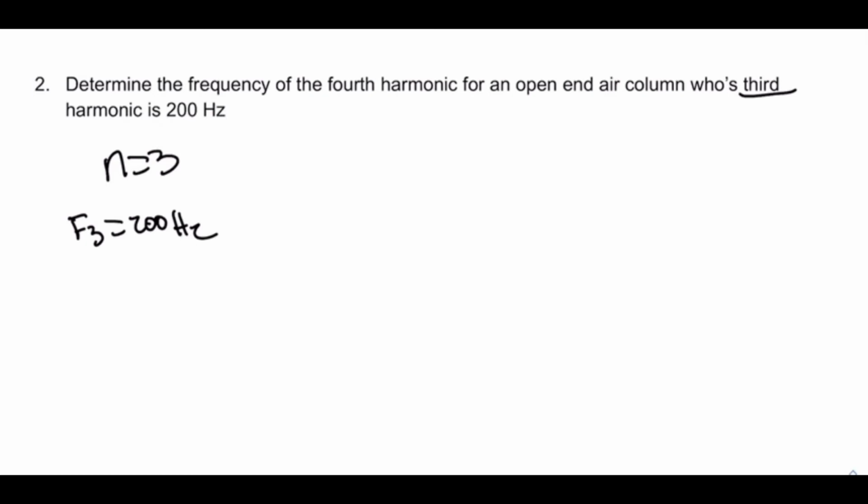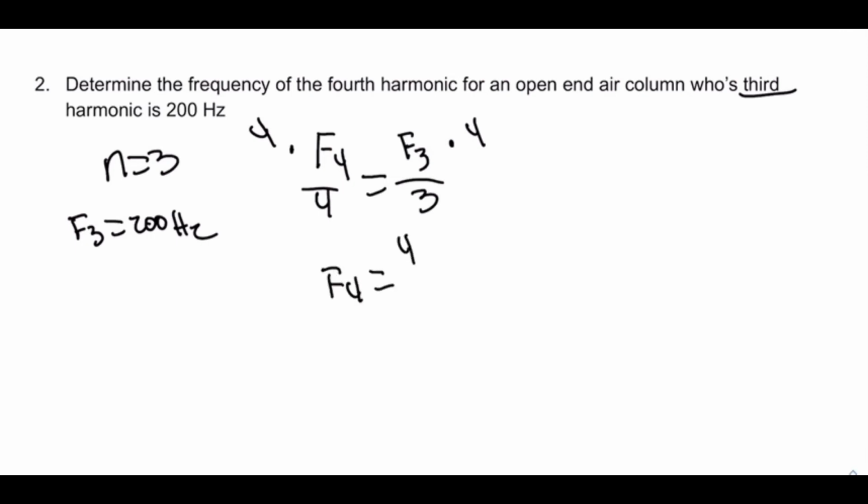And then you're going to set this up as a ratio, which would be f4 over 4, because this is what you're trying to find, and then you would set that equal to f3 over 3. You're going to solve for f4 by multiplying both sides by 4, which would give you f4 equals 4 over 3 times f3.